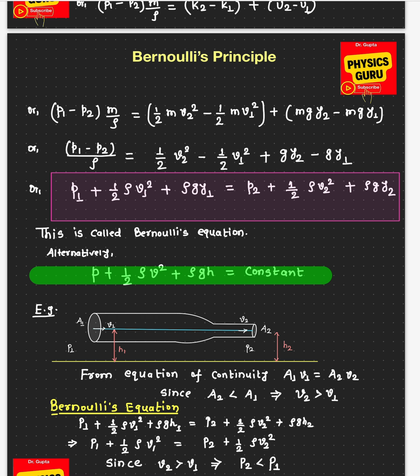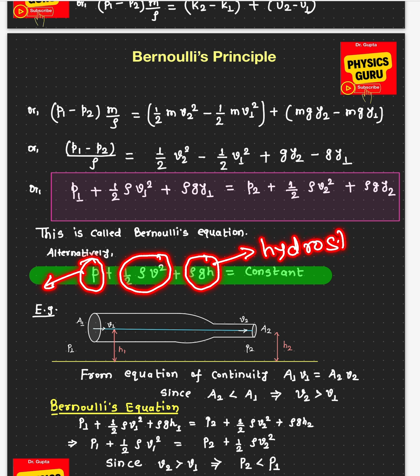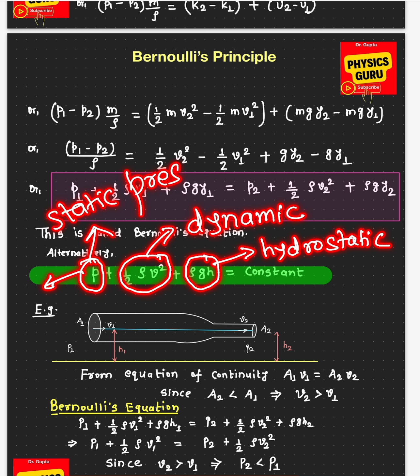Okay, and if you look at this pressure here, this pressure is the static pressure. This is the dynamic pressure, and this is the hydrostatic pressure. This is the hydrostatic pressure because it is based on the height. This is the dynamic pressure because it is related to the velocity, and this is the static pressure. And the sum of all these pressures at any point of an ideal fluid must remain constant, and that is the Bernoulli equation.